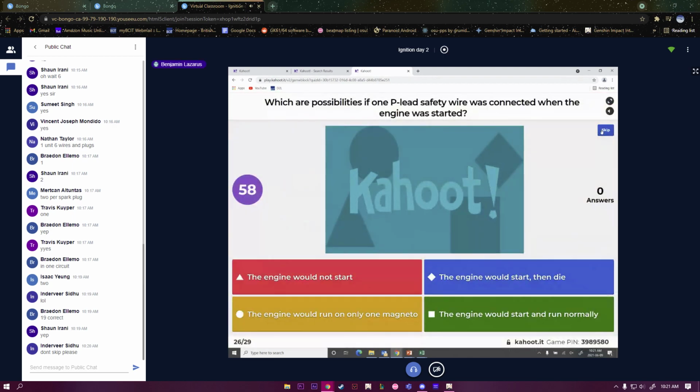So the P-lead safety wire, that's a jumper wire that we put that basically forces one magneto into the off position. It replaces the switch. In case the pilot turned the ignition on, we're going to go and force it off. So what if one magneto were disabled? And I haven't really talked about starting systems. We start our engines on the left magneto and then run them on both.